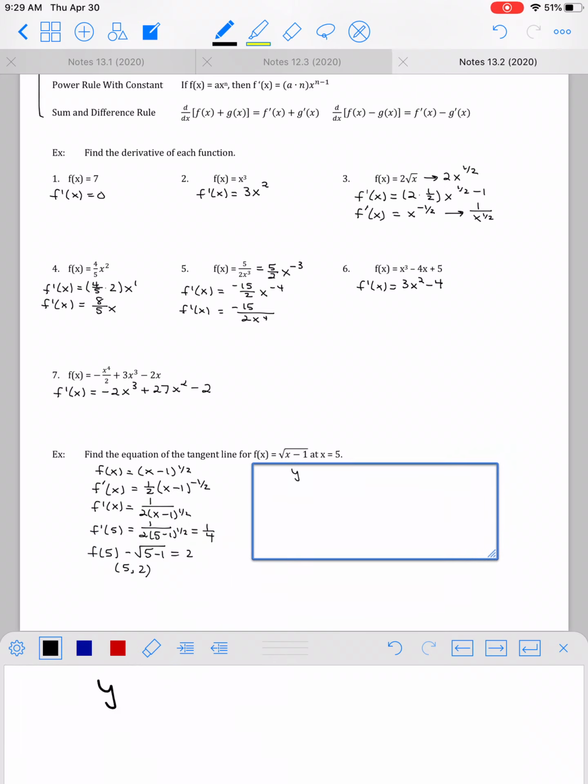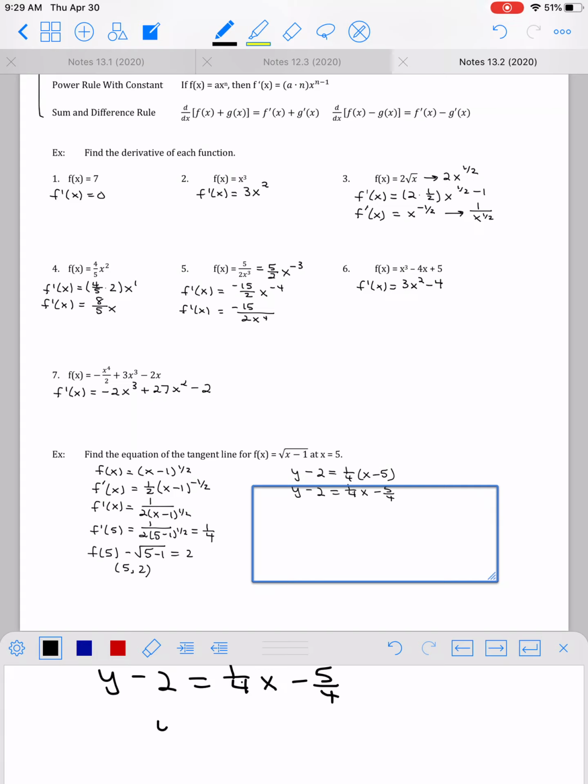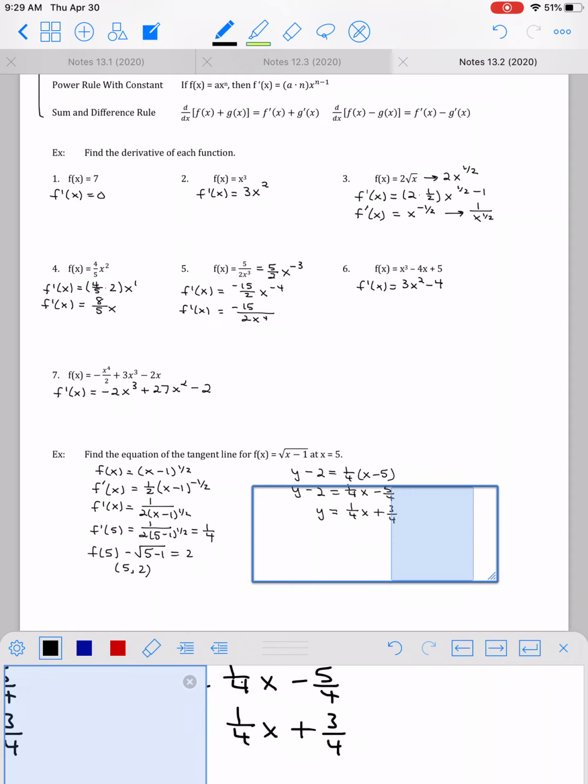So y minus 2 equals slope 1/4 times (x minus 5). And then we'll just solve this for y. So y minus 2 equals 1/4 x minus 5/4. And then we will add a 2 to both sides, and the equation of my tangent line is y equals 1/4 x plus 3/4. And there is our equation of our tangent line.